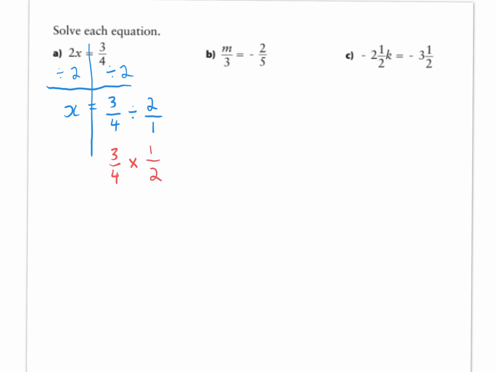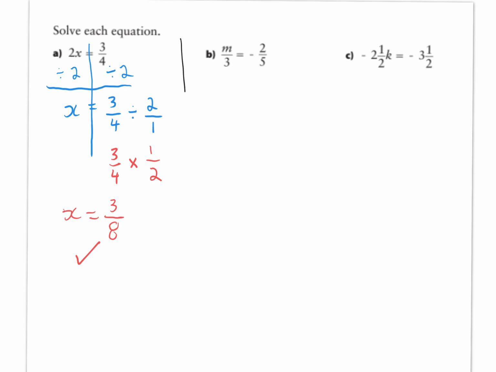And then for fractions, when we're multiplying, we multiply the top by the top, bottom by the bottom, and reduce. So I'm going to get 3 over 4 times 2 is 8. So my answer is x equals 3/8. And there we go. So that's the first example.